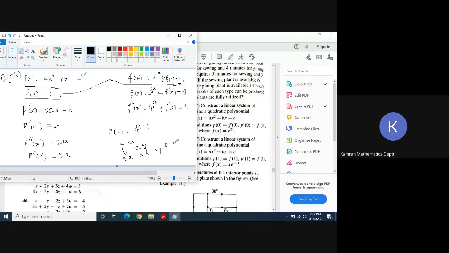So putting the values of a, b, c here: a is 2, b is 2, and c is 1. This is the required polynomial. Clear? Yes, sir.